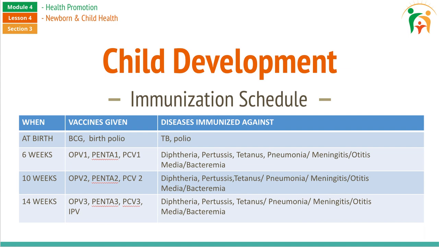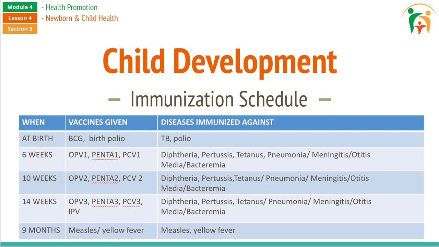At 14 weeks, OPV3, Penta3, PCV3, IPV. Diseases immunized against: diphtheria, pertussis, tetanus, pneumonia, meningitis, otitis media, and bacteremia. At 9 months, the vaccines given are measles and yellow fever.